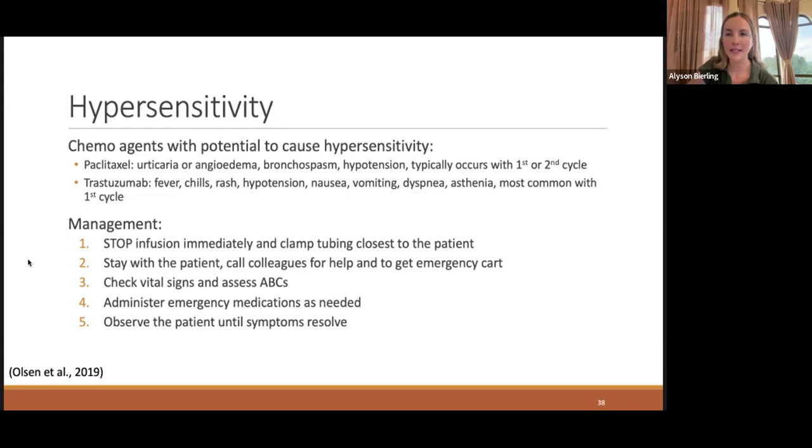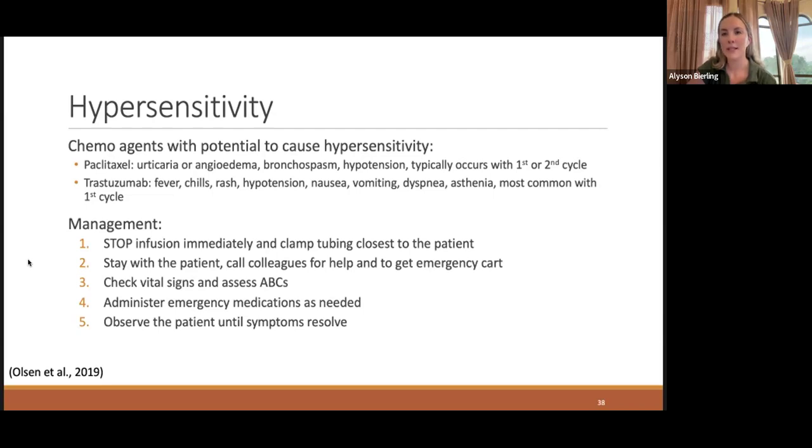We'll check the patient's vital signs and assess airway, breathing, circulation. And then you would administer emergency medications as needed. So sometimes steroids are needed, antihistamine blockers, maybe an H1 blocker like promethazine, H2 blocker like cimetidine. And if really severe, sometimes hypersensitivity can develop into anaphylaxis, you would give epinephrine.